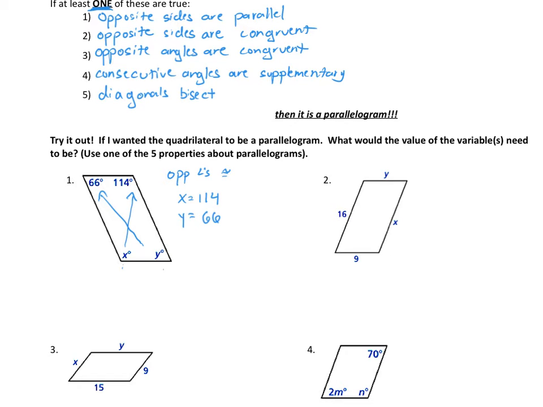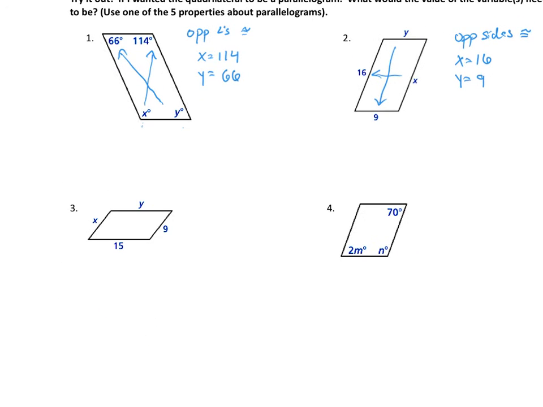Number 2, remember opposite sides are congruent. That means x would have to equal 16 and y would have to equal 9. Number 3, our opposite sides are congruent. That means y would have to be 15 and x would equal 9.